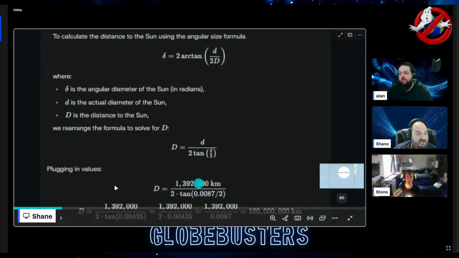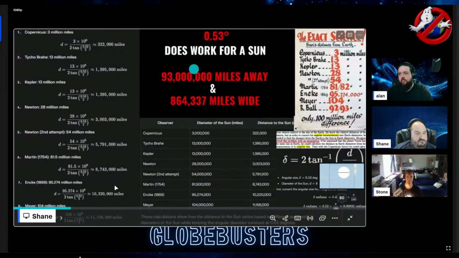This formula is over here. Plugging in the observable 0.53 degrees, you can see the output actually comes out to one of the ones that works. One of these tuples is 93 million miles away, 864,000 miles wide. So 0.53 degrees is the only thing that doesn't change. And then you can manipulate the distance and the size to get all these outcomes that they would have predicted.